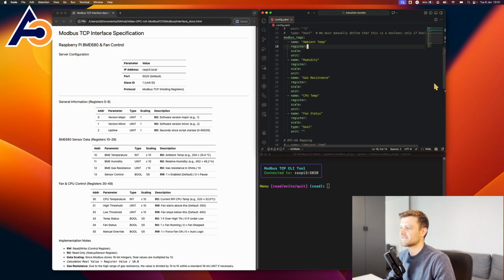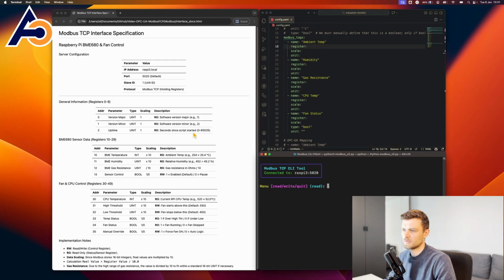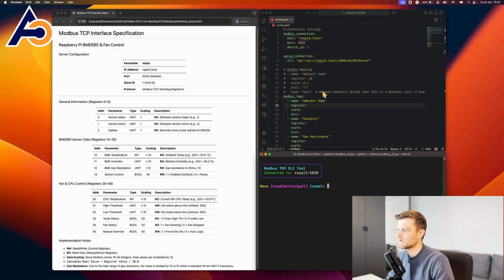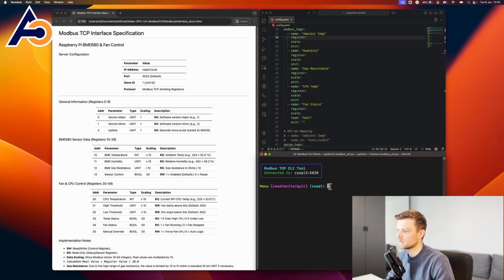Our goal now is finding the right registers for connecting the tags to the interface. I've opened the manual on this side and I've opened a little command line tool that helps us read and verify these addresses. We are connected to the same Raspberry Pi. If we scroll up, you can see it's the same host and we are connected. What we can do with this tool is read the addresses and get the values. So for example, we can check the general information. We can say, okay, we want to read the address.